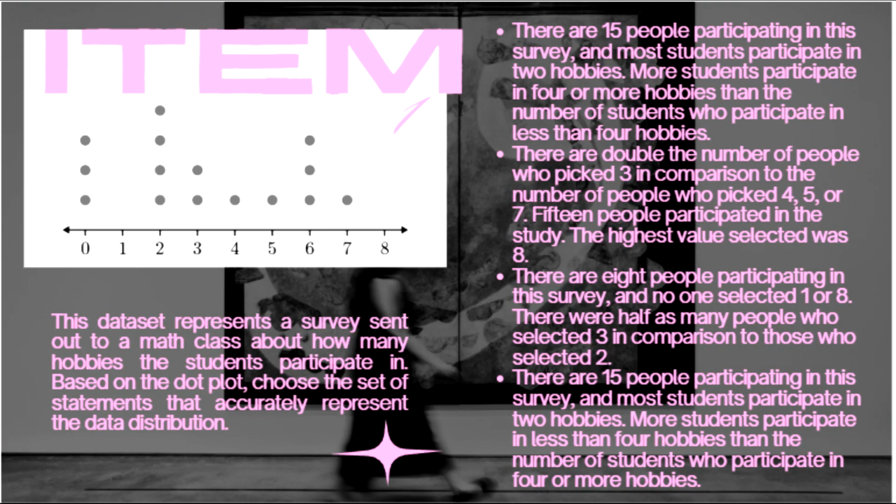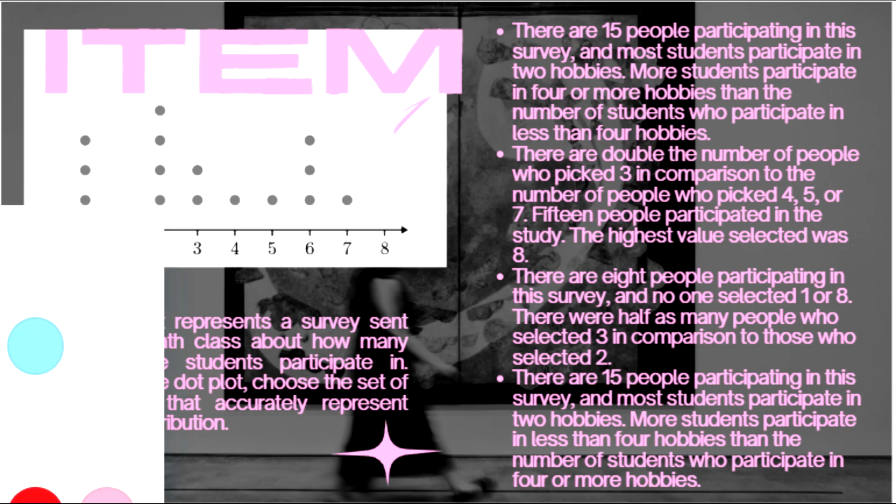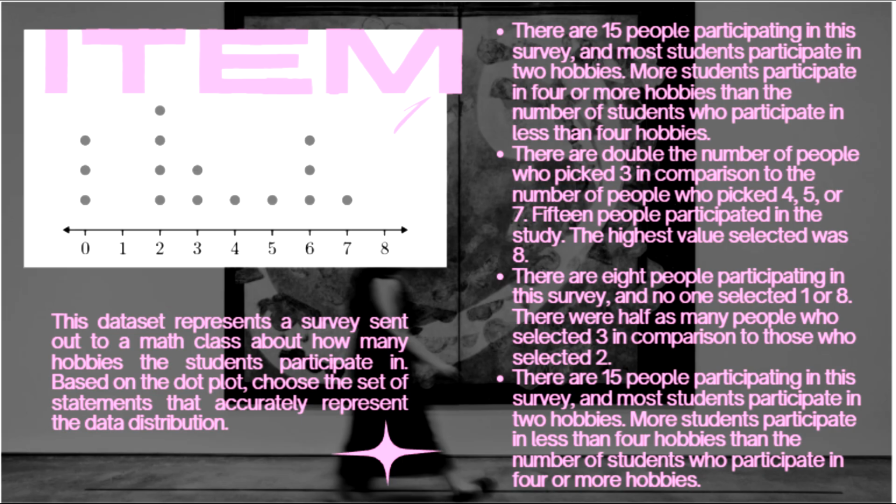It says this data set represents a survey sent out to a math class about how many hobbies the students participate in. Based on the dot plot, choose the set of statements that accurately represent the data distribution. We'll go through each one by one, and if it isn't true, we'll cross it out. The first one says there are 15 people participating in this survey. You find this by counting the number of dots: 1, 2, 3, 4, 5, 6, 7, 8, 9, 10, 11, 12, 13, 14, 15. There are indeed 15. I'm going to write that down because I know I'm going to forget it in 5 seconds.